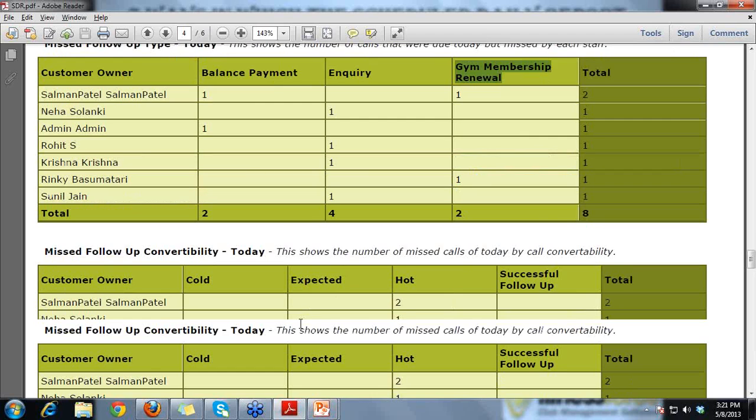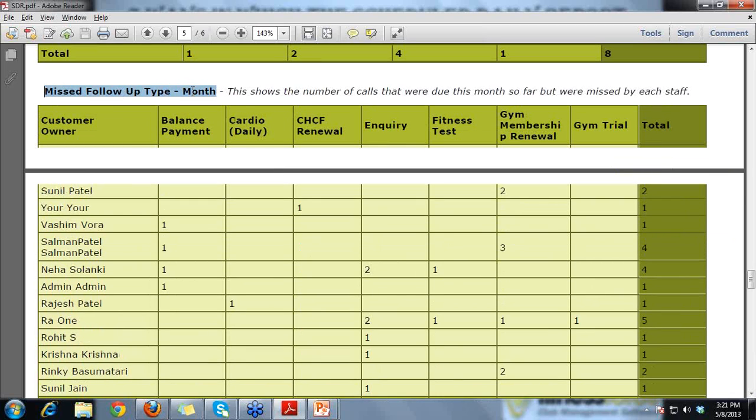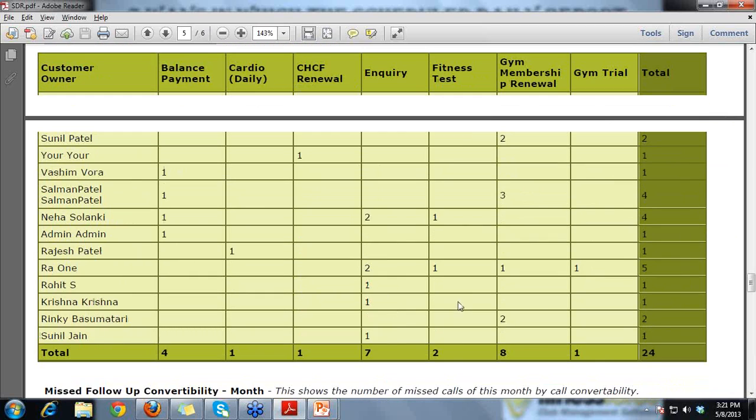Exactly below the missed follow-up type for the day, they have missed follow-up for the month. Now this shows how many follow-ups they have missed in the whole month. As you can see, they have missed 24 follow-ups in the whole month, and out of the 24 follow-ups, 4 are for balance payment, some are for inquiry, some are for renewals, and it also shows, similar to the daily missed follow-ups, who are the employees who are missing the follow-ups. So from here you can easily track your employees, who are the ones who are missing the follow-ups and who are the ones who are doing the follow-ups.